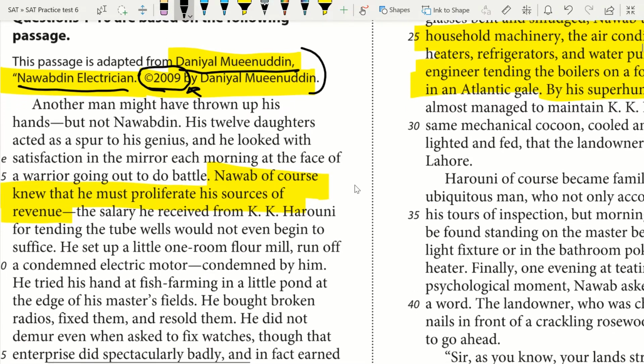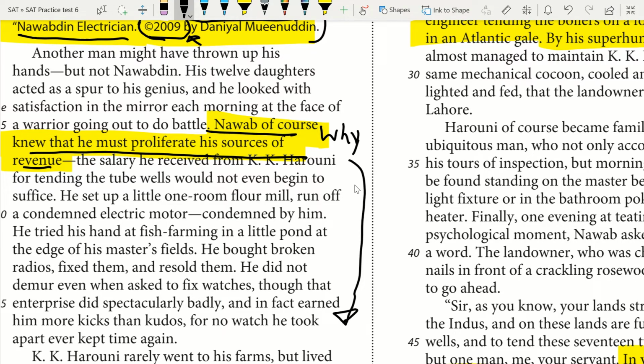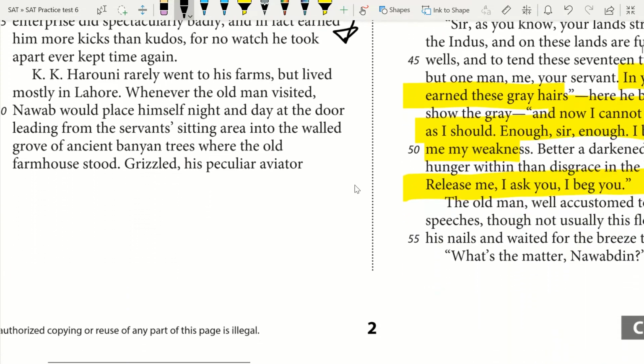Then the next thing I highlighted was "Nawab, of course, knew that he must proliferate his sources of revenue." We talked about how he had 6 daughters and how he's not making enough just from his job with K.K. Hirani, and that he needs other sources of revenue. So that's really highlighting his why. Why is he going to go through and do all of these different tasks? What's his purpose in trying to earn more money? Well, he needs to proliferate his sources of income. That's why he's doing it. That's a big part of the passage, him trying to earn more money.